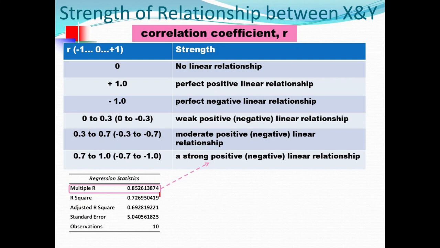For example, in our result just now, we look at this value, multiple R. This refers to the correlation coefficient R, which is 0.56. With 0.56, we can interpret that we have a moderate positive relationship. Okay.